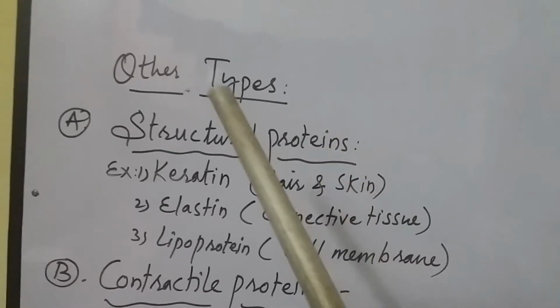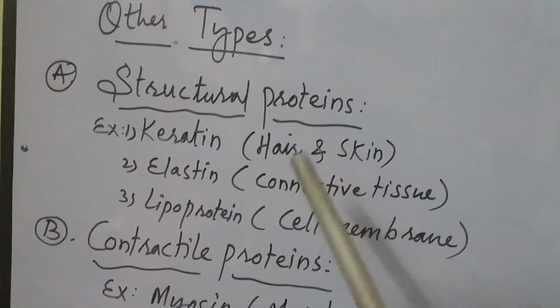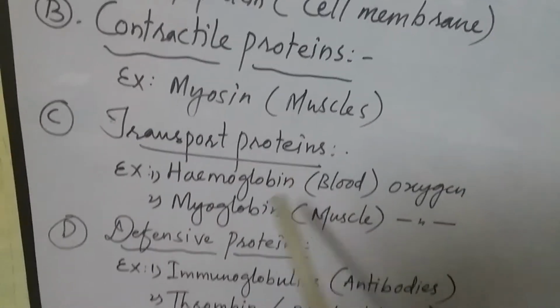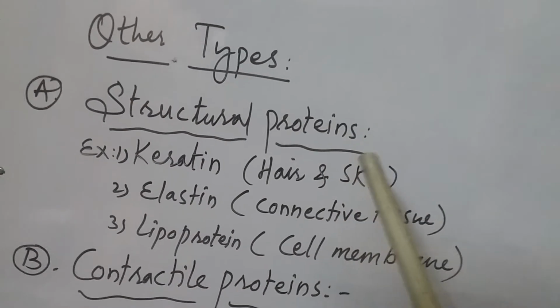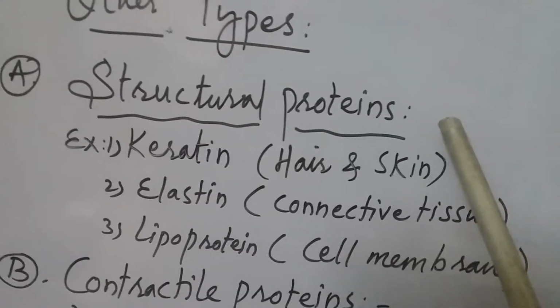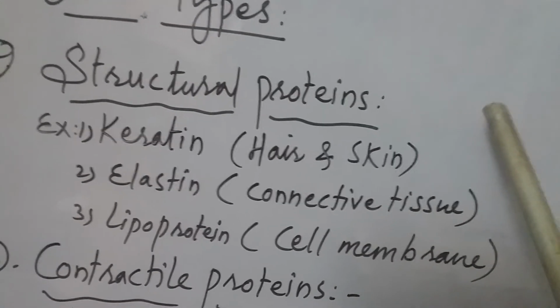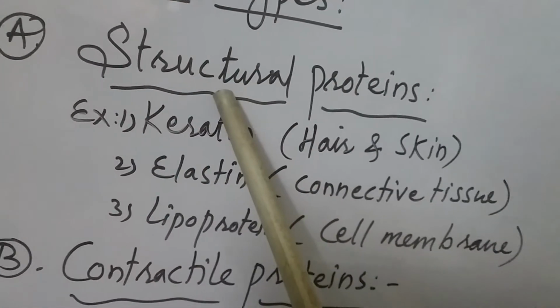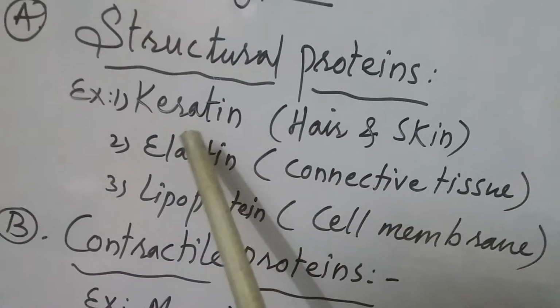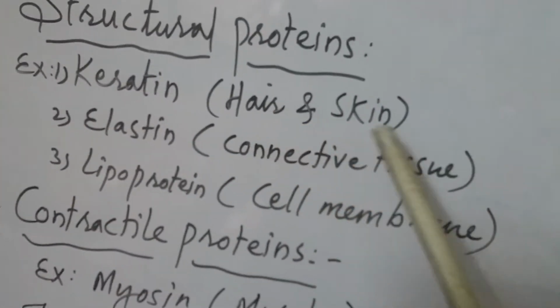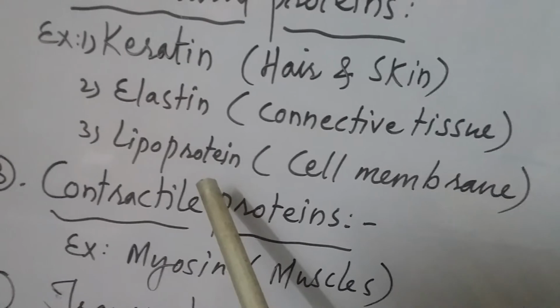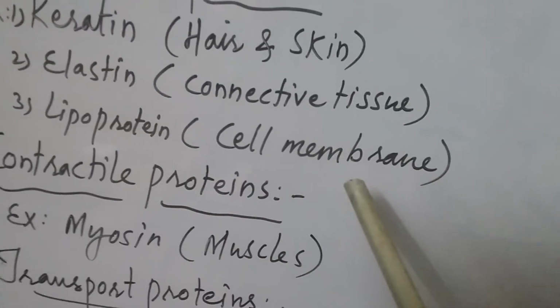But you can also see some other types of protein on the basis of their role or their structure. So there are structural protein, contractile protein, transport protein, and the last type, defensive protein. Structural proteins are the type of protein which is useful for the formation of a part of the cell or the tissue, and that is called structural protein. An example is keratin protein. It is present in the hair and the skin. Elastin protein, another example, is present in the connective tissue. Lipoprotein is present in the cell membrane.